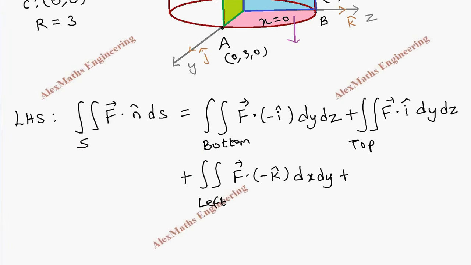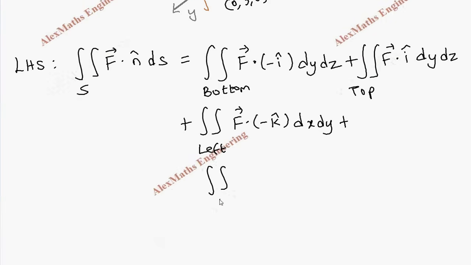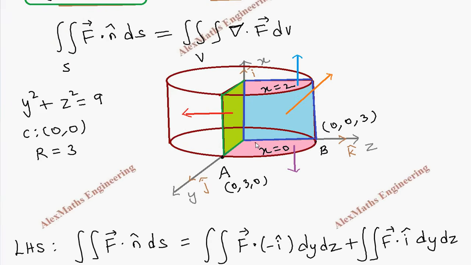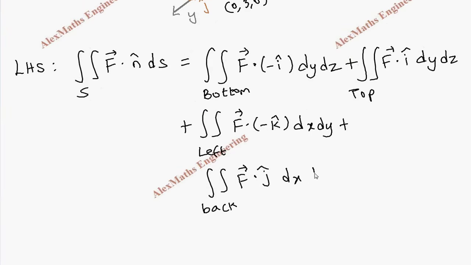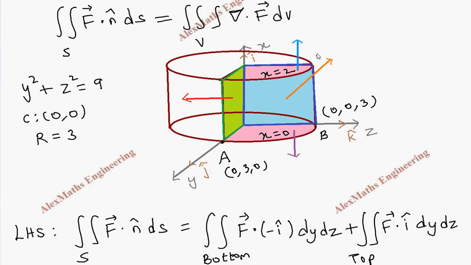So we take this as a double integral over the back surface of F dot j, and that surface has the dimensions we can see from the diagram, z and x. So dx dz. And the last one is this curved part, which is here. The curved part is facing this way.